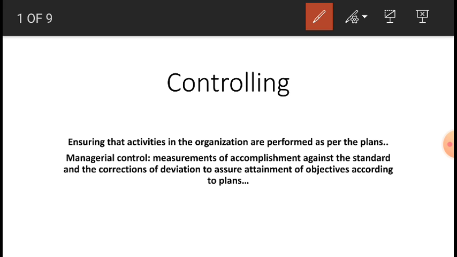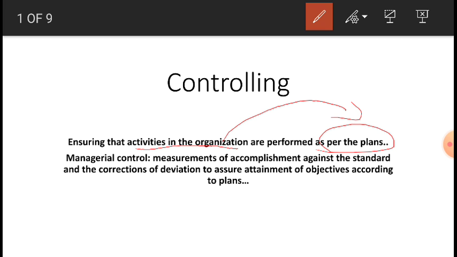Now in business, what is controlling? That is ensuring that activities in the organization are performed as per the plans. Every organization has plans, isn't it? Plans like to earn profit, to increase the sales. So controlling is to see whether the organization is going as per the plan or not, whether the sales are increasing or not, whether the profit is increasing or not. That activity itself is controlling. We should see whether the company is making progress as per the plan or not. That concept is controlling.